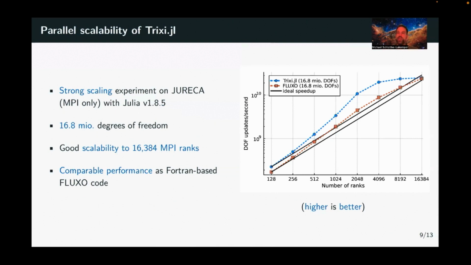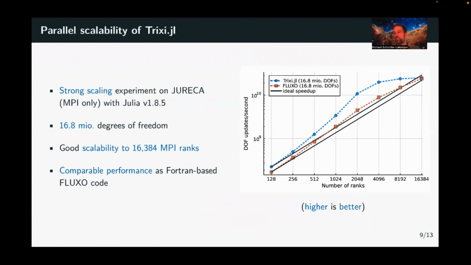The key takeaway here, however, is that again, we have a comparable performance as the Fortran-based Fluxo code. And especially in the CFD world, Fortran is still the major workhorse language for high-performance computing. So we cannot expect to be better than Fortran, but if we are as good as Fortran, this is a very, very good result for us.